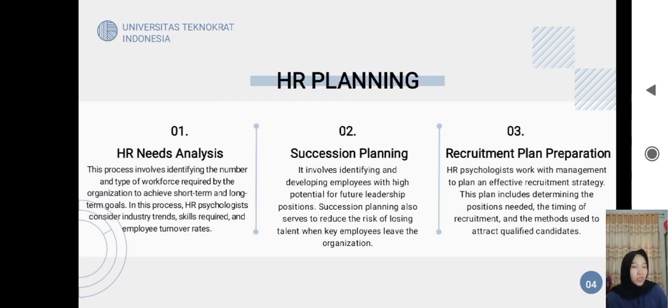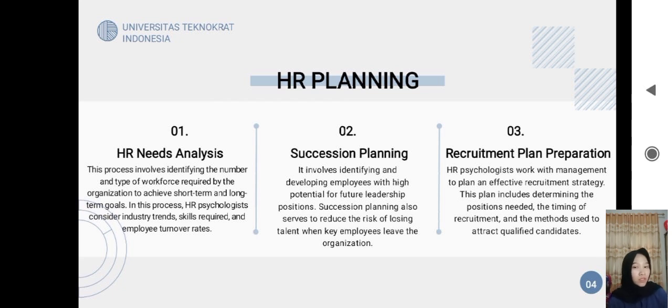Point 2 of HR planning is succession planning. It involves identifying and developing employees with high potential for future leadership positions. Succession planning also serves to reduce the risk of losing talent when key employees leave the organization.